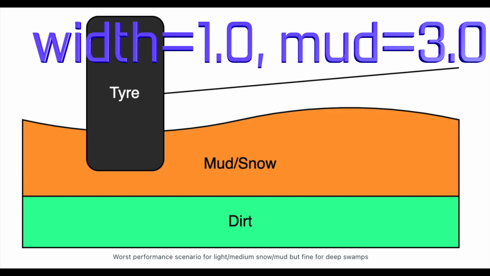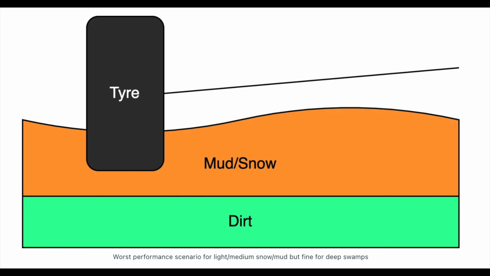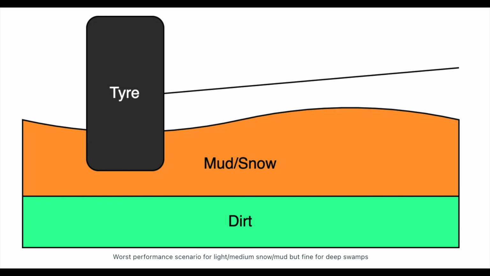So for example, a tire with width 1.0 and mud rating 3.0 will be equal to a tire with width 2.0 and mud rating only 1.5, with favor to width, as additional width will mitigate potential ground clearance problems. Please keep in mind, this floating mud behavior always applies no matter whether you are floating or cutting the mud. This pushing power will be just added on top if you are reaching the bottom layer.